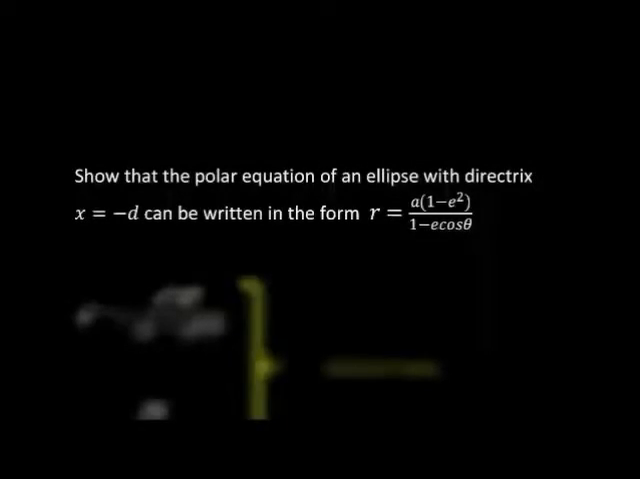So before we get to the space math, we're going to do a short proof that proves that the polar equation of an ellipse with directrix x equals negative d can be written in the form r equals a times (1 minus e squared) over (1 minus e cosine theta). This proof is going to allow us to do some other math problems a lot easier later on.